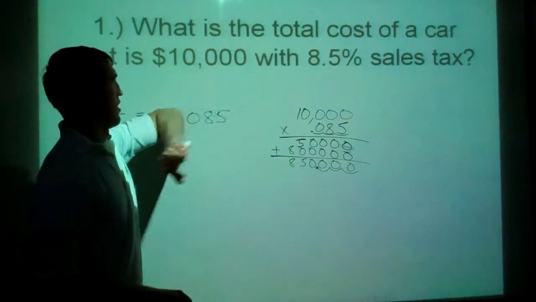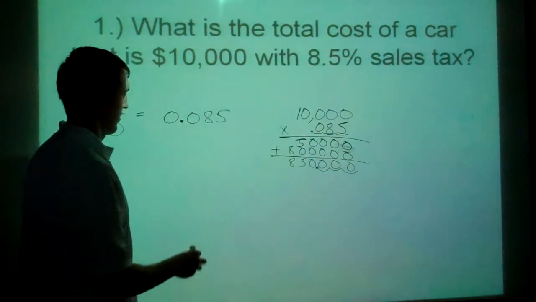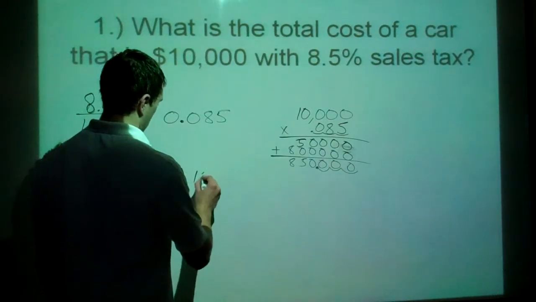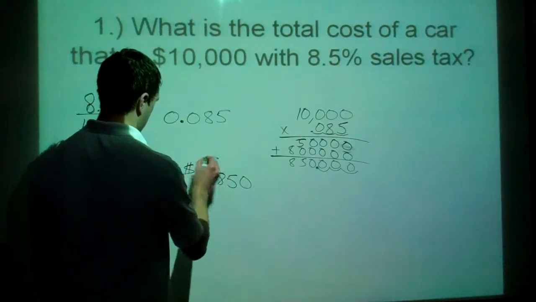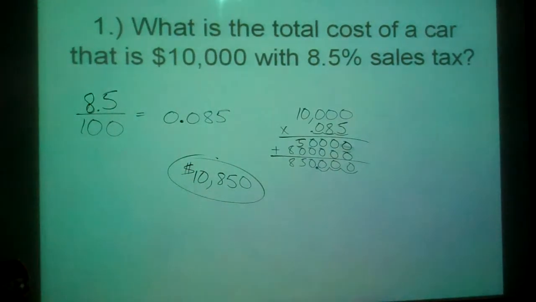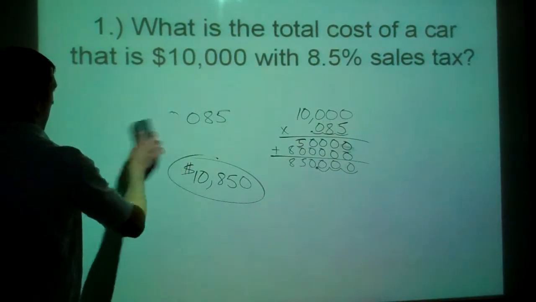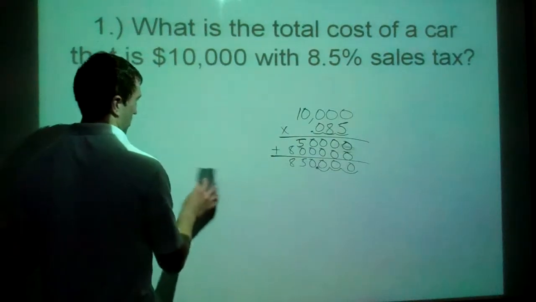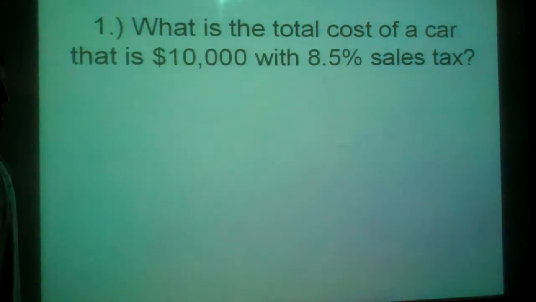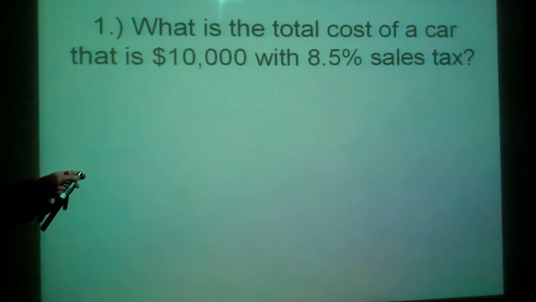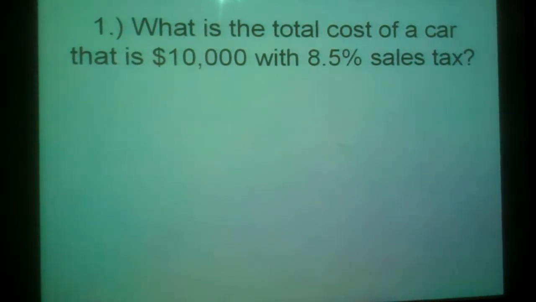And what do we do with that? Well, we want the total cost, so we add 850 to 10,000, and we should get $10,850. Alright? That's how we do that problem. I will show you, coming up in a couple problems here, a few options to figure out percents. I went with that situation that time, but I will show you some different scenarios coming up.